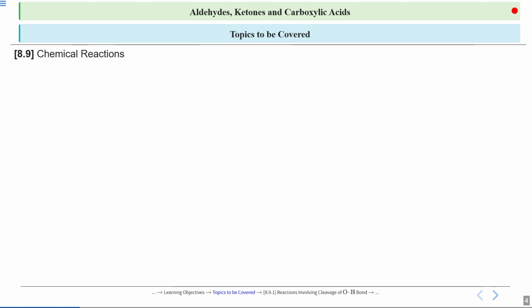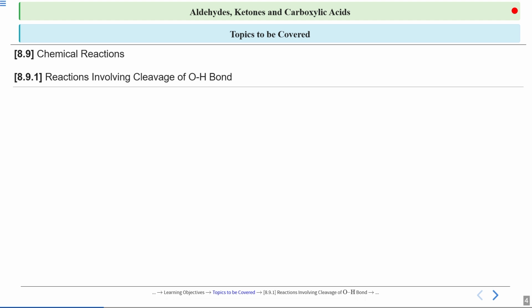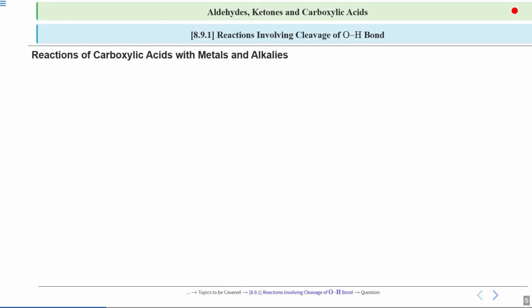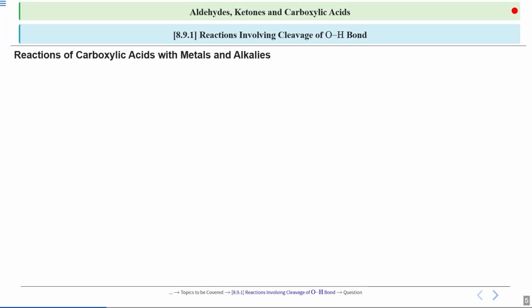Now for your reference, I have mapped the NCERT sections which we will cover today. So we will cover section 8.9, which is chemical reactions, and section 8.9.1, which is reactions involving cleavage of the O-H bond. So let's begin with today's topic. First we are going to discuss the reactions of carboxylic acids with metals and alkalis.